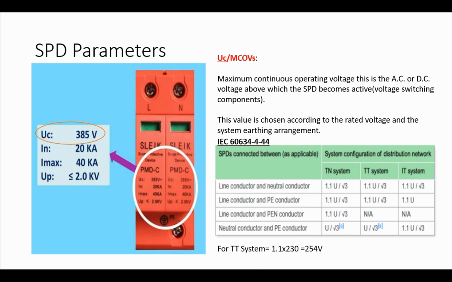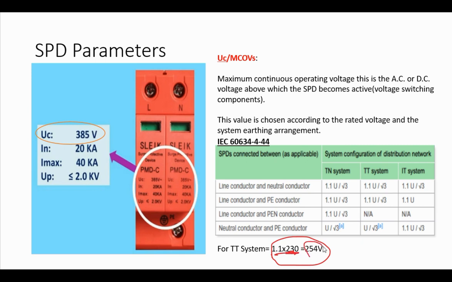The TT earthing system is used in Pakistan, Asian countries as well as England. So, focusing on TT earthing, we must calculate that parameter using the formula from the IEC 60364 provided table. It says that you must multiply your phase to neutral voltage by a factor of 1.1. Now we calculate the voltage UC by multiplying the phase to neutral voltage, which is 230, by 1.1, and we get our desired voltage, which is 254 volts.